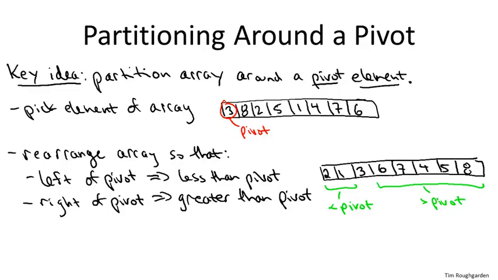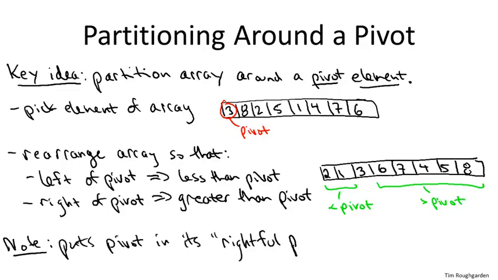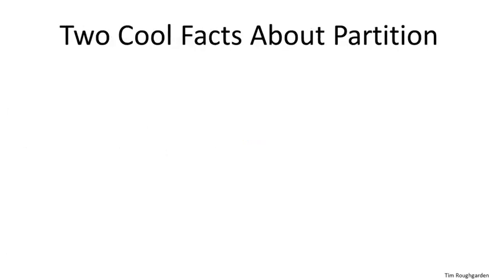So partitioning is certainly a more modest goal than sorting, but it does make progress towards sorting. In particular, the pivot element itself winds up in its rightful position. That is, the pivot element winds up where it should be in the final sorted version of the array. You'll notice in the example, we chose as the pivot the third largest element, and it does indeed wind up in the third position of the array. So more generally, where should the pivot be in the final sorted version? Well, it should be to the right of everything less than it. It should be to the left of everything bigger than it. And that's exactly what partitioning does by definition.